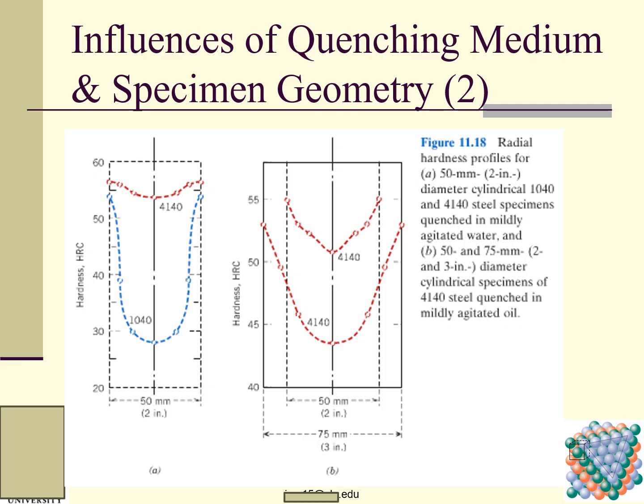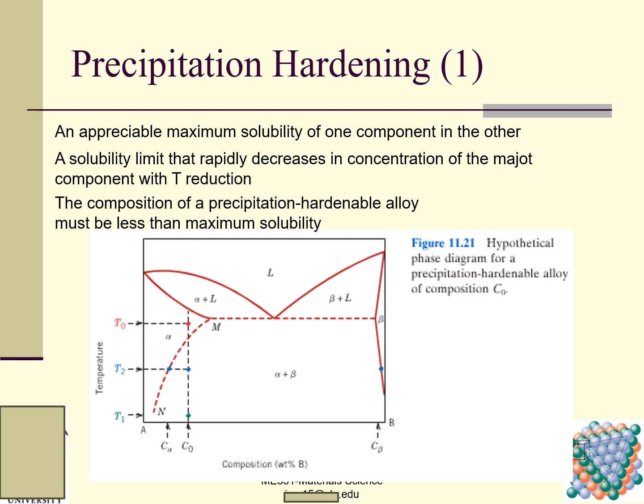Any questions regarding this slide? No question? We move on to precipitation hardening. As I said, precipitation hardening is one of the most important hardening mechanisms for metals and metal alloys. The other three hardening mechanisms include reducing the grain size, forming solid solutions, and cold working. So this is the first one.